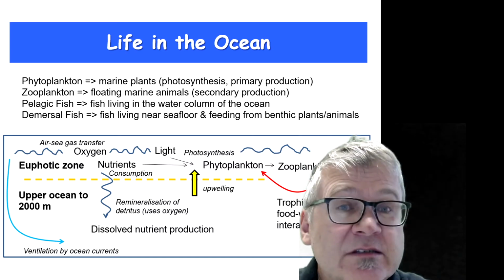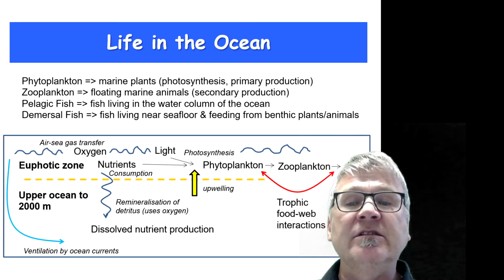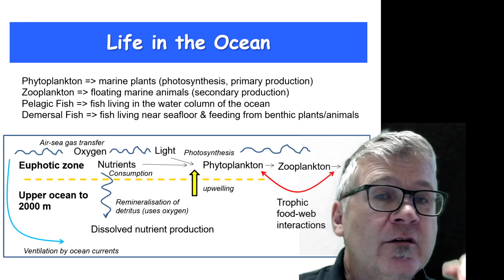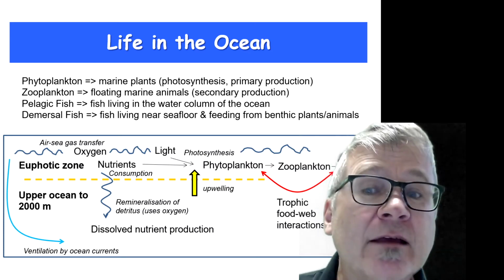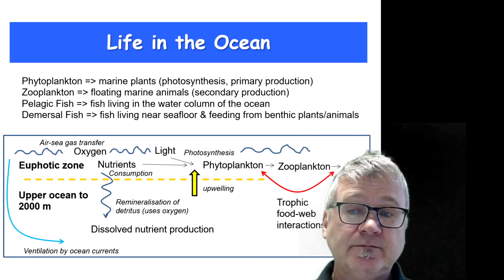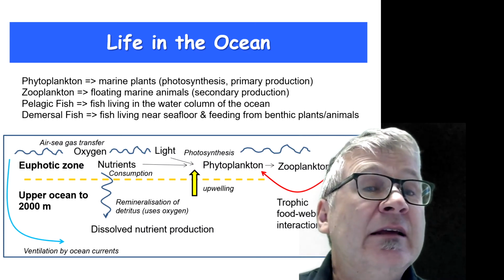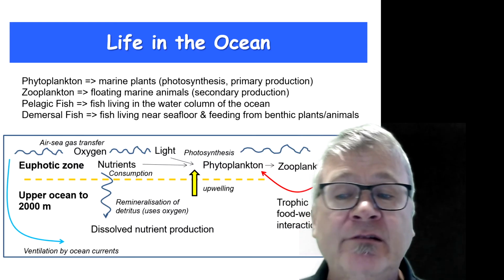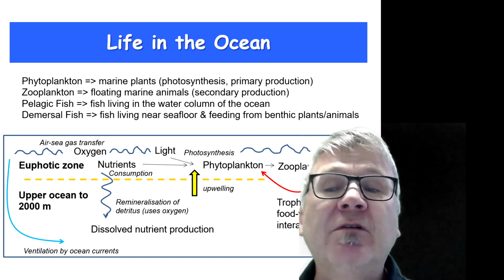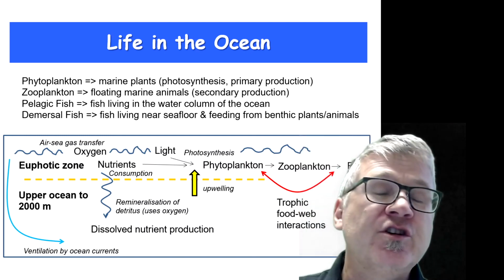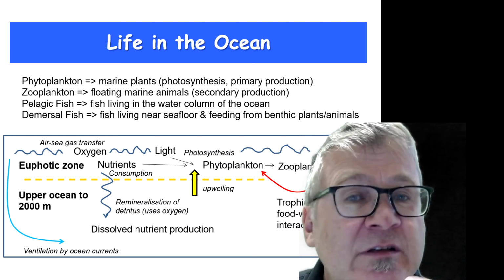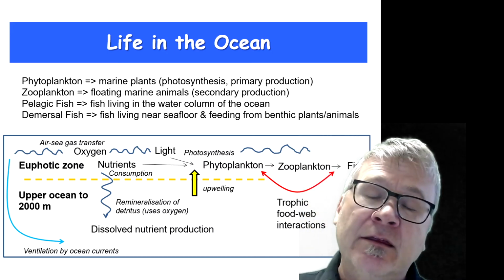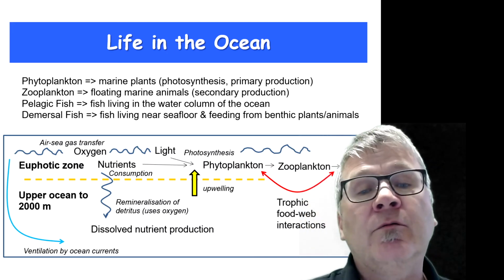Through all these recycling and interactions, we get a production of phytoplankton in the surface layer. And then it is the starting point of a marine food web and interaction based on zooplankton, pelagic fish. So demersal fish, these are the fish species that live near the seafloor in shallower water regions of the ocean.